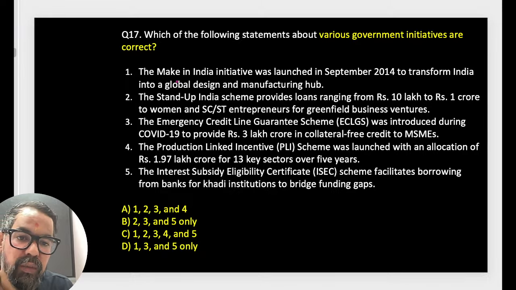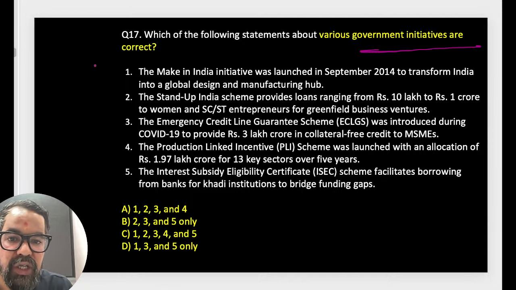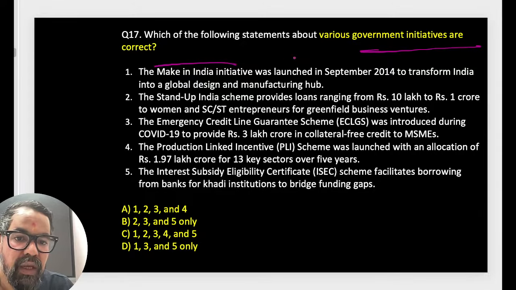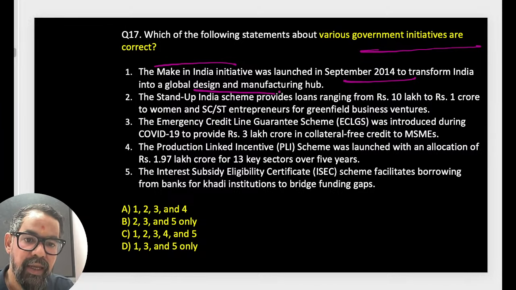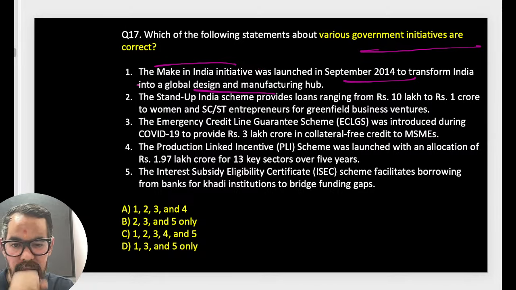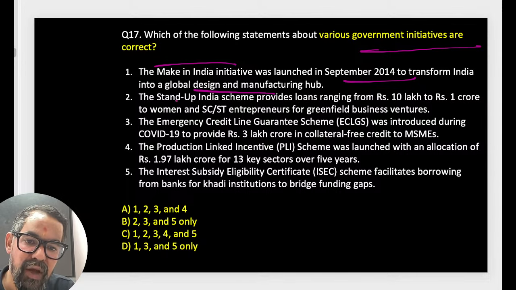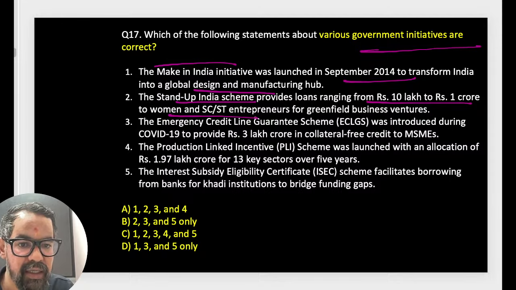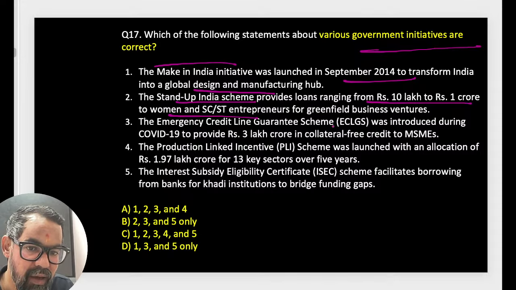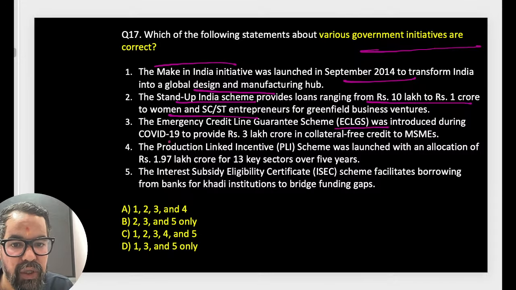Which of the following statements about various government initiatives is correct? The Make in India initiative was launched in September 2014 to transform India into a global design and manufacturing hub. The Stand Up India scheme provides loans from 10 lakh to 1 crore to women and SC/ST entrepreneurs. The Emergency Credit Guarantee scheme was introduced during COVID-19 to provide 3 lakh crores in collateral free credit to MSMEs.